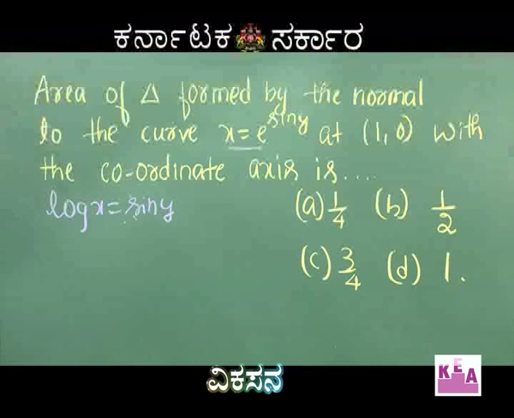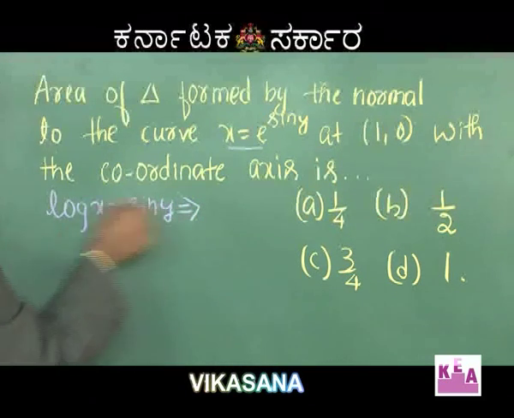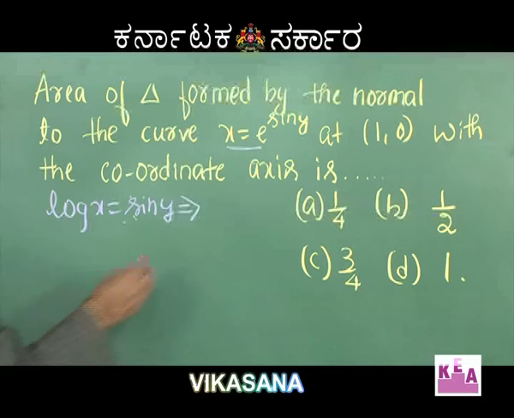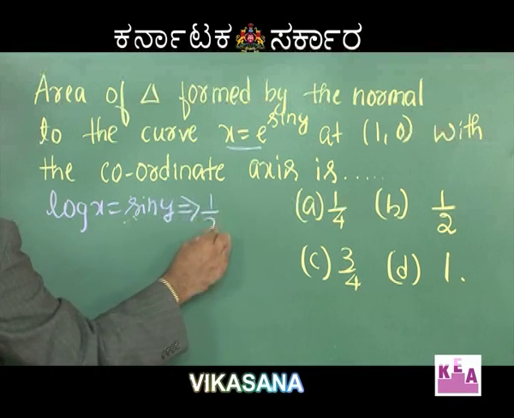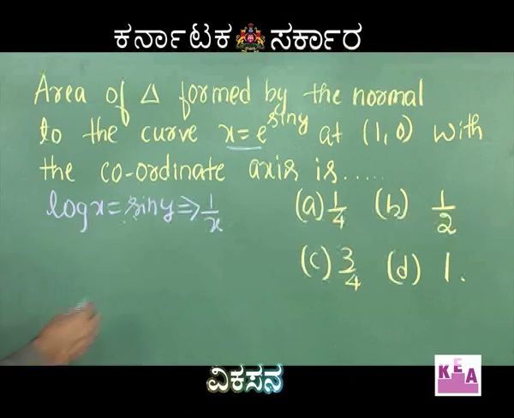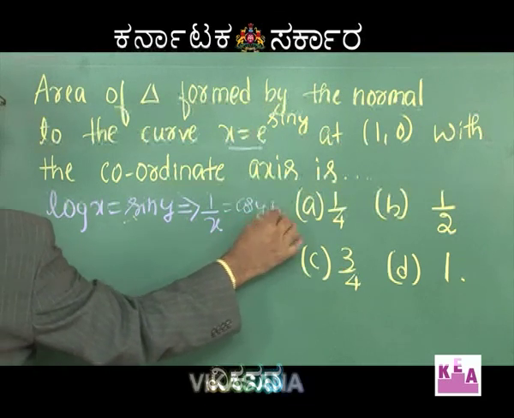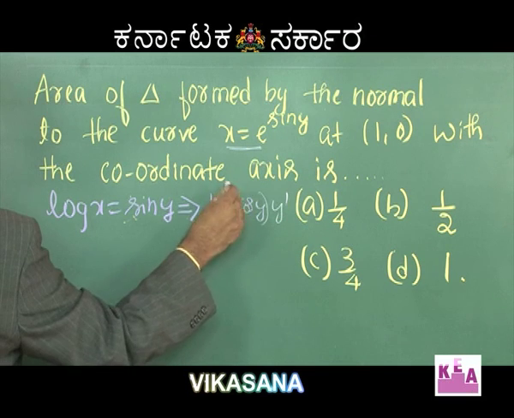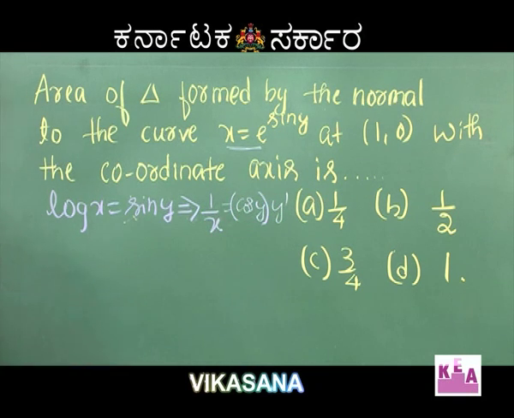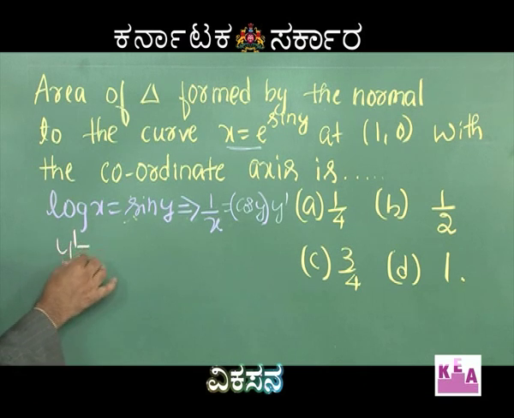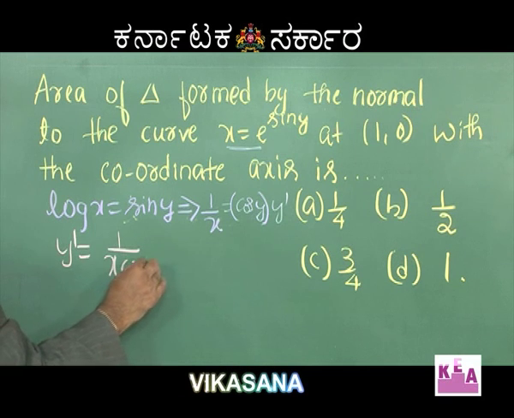This clearly implies, if we differentiate, what is the differentiation of log x? Differentiation of log x is 1 over x. What is the differentiation of sin y? That is cos y into y dash. Is that correct? Cos y into y dash. So therefore, y dash is clearly equal to 1 over x cos y. Is that correct?